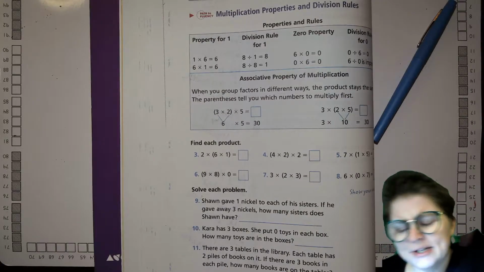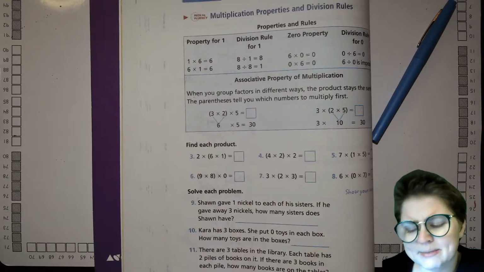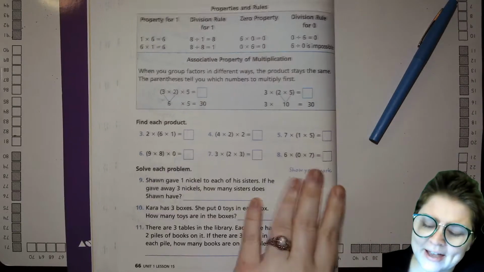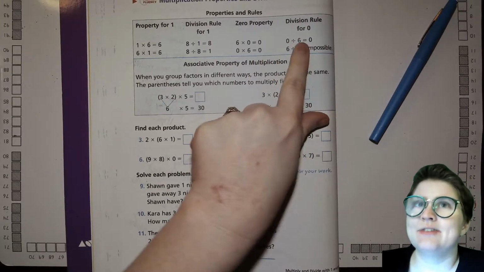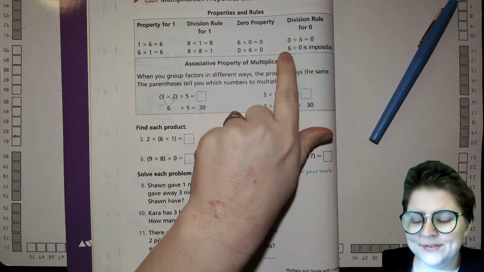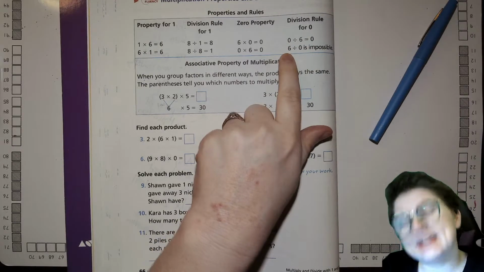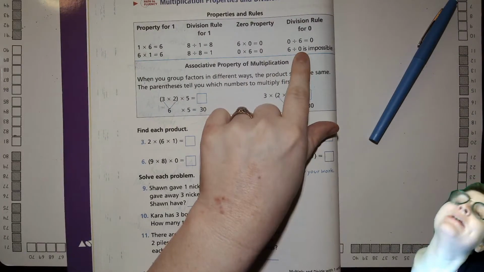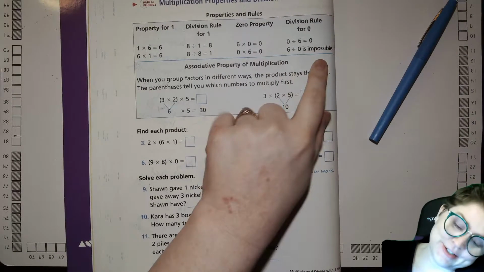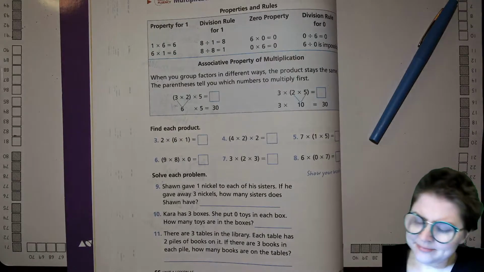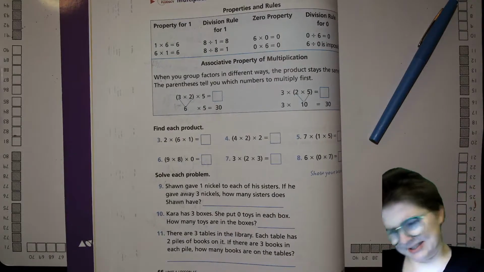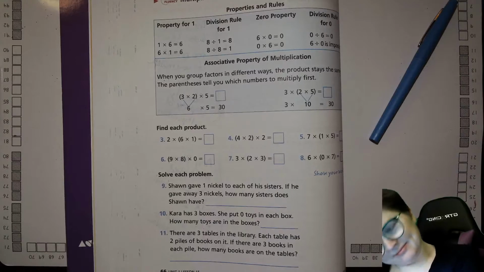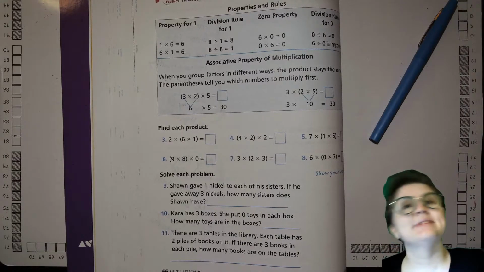The 0 property, we talked about it a second ago. Anything multiplied by 0 is 0. And then if you have 0, and you divide it 6 ways, it's 0. If you have 6 and you don't divide it at all, or you divide it by 0, we're saying here it's impossible. Other math classes might say it's undefined, but basically you can't really do that.